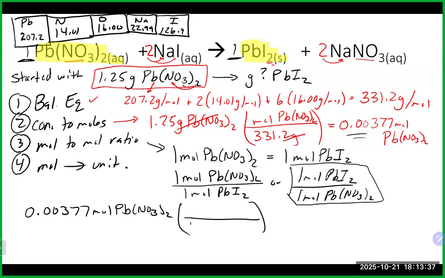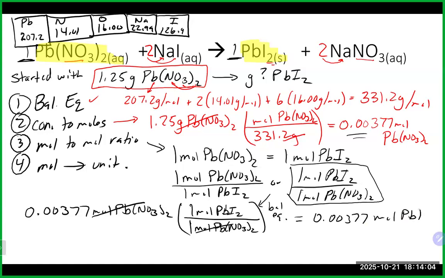And we'll go with 1 mole Pb(NO3)2, 1 mole PbI2 in this case. So that is going to cancel out our lead(II) nitrate. Again, this comes from our balanced equation. That is, again, really the big stoichiometry step here. I could probably do it without the calculator. We'll go with 0.00377 moles of PbI2. Any questions on that so far?